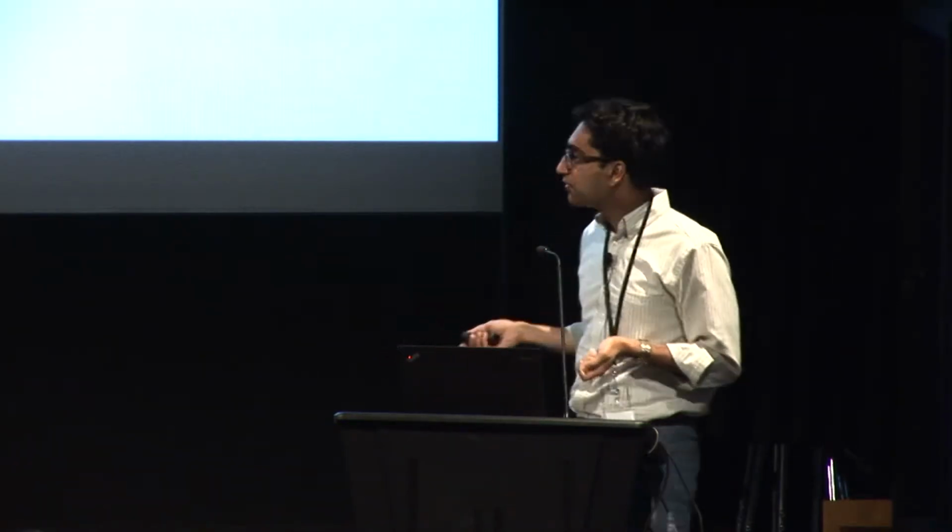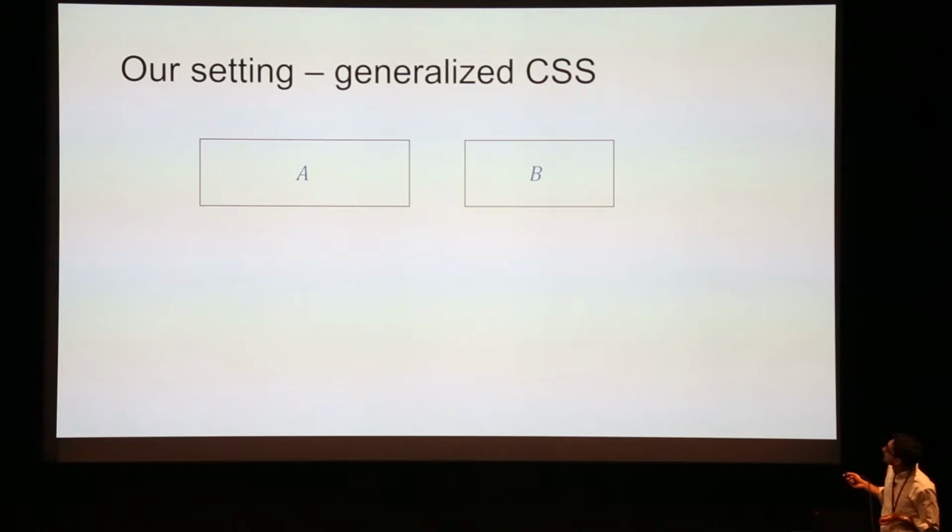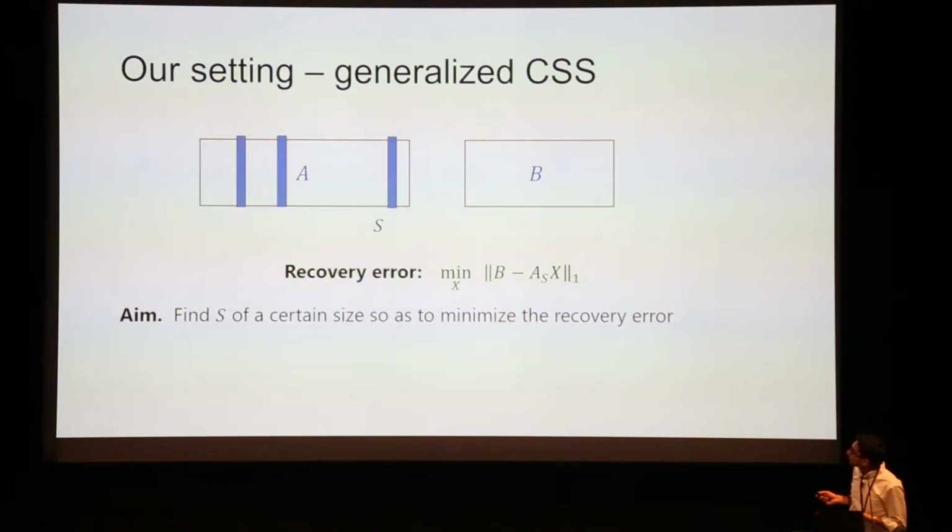So in some sense, what we wanted to do was come up with purely L1 methods that maybe are tailored towards non-negative matrices, because that's what we actually care about. That's the motivation. The setting we have works even for a more general setup where you have two matrices, A and B, and you want to pick columns of one of the matrices to approximate the columns of the other. So you have the same kind of recovery error: B minus the best approximation of B using columns of A. Again, the goal is the same. We want to find a set of certain size to minimize the recovery error.